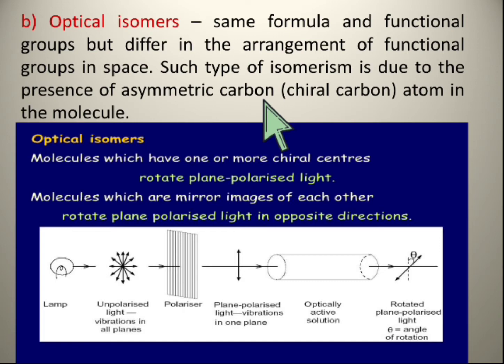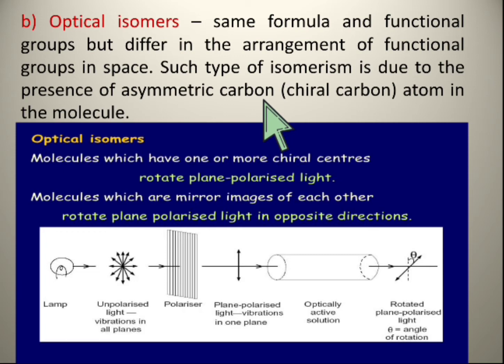Now, a chiral carbon atom is that carbon atom which is attached to 4 different types of atoms or groups. Okay, so a carbon atom which is attached to 4 different groups of atoms is known as an asymmetric or chiral carbon atom. We will talk about this in detail. So I hope it's clear.